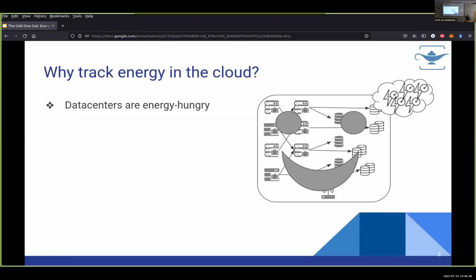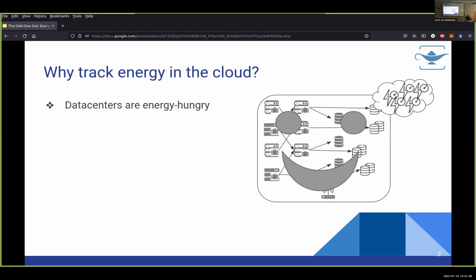So before we do that, let me ask you this. Why should we actually track energy in the cloud? Well, data scientists are actually very energy hungry monsters. Right now they consume around 1% of the world's total energy consumption, and it's estimated that by the end of this decade, they'll be consuming around 8% of the total world's energy consumption.